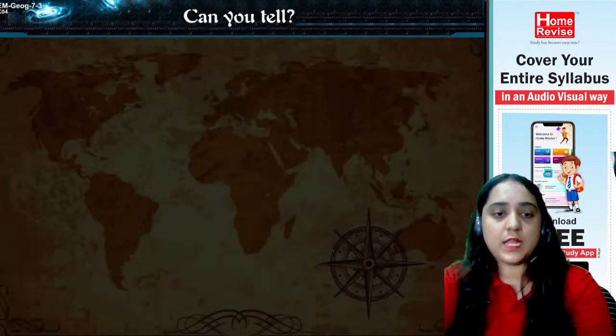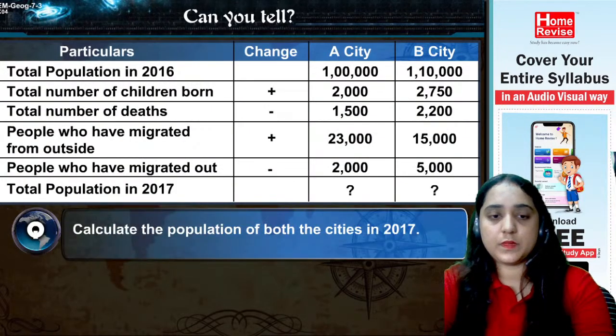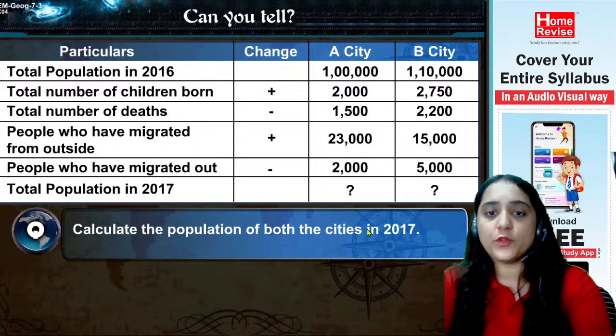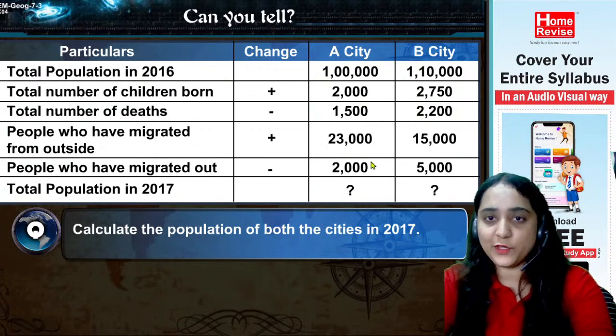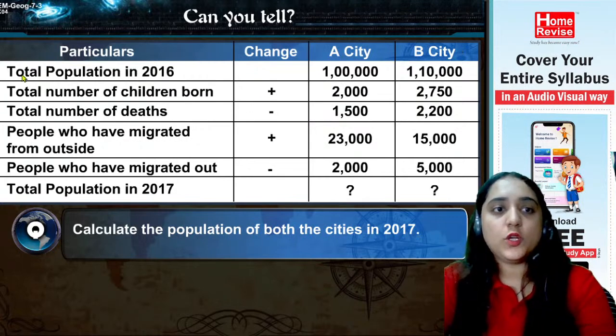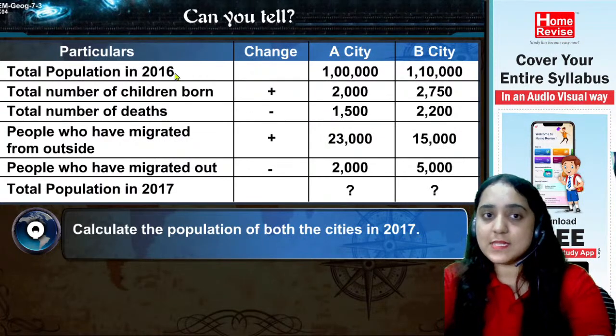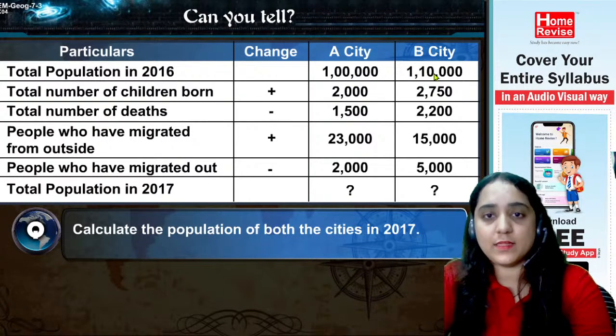Now let's pay attention. Study this table. Okay, so the population of both the cities according to 2017 is given in front of you. We have A city and we have B city.